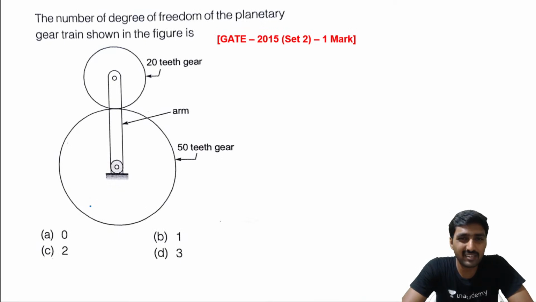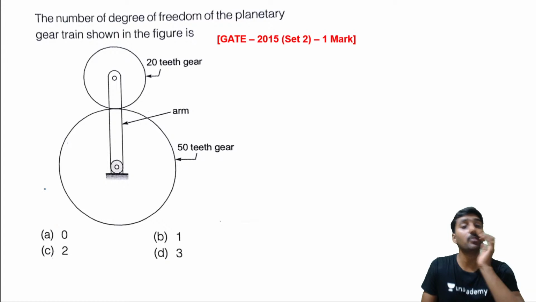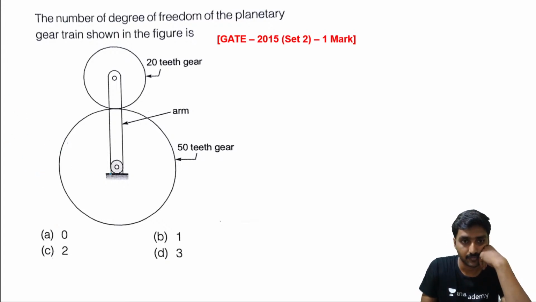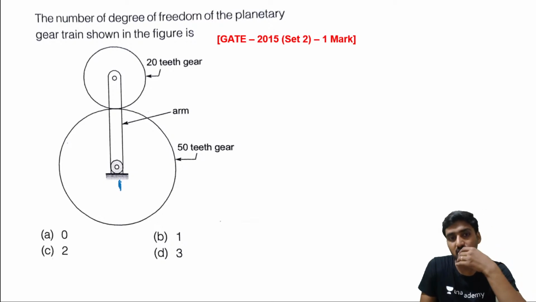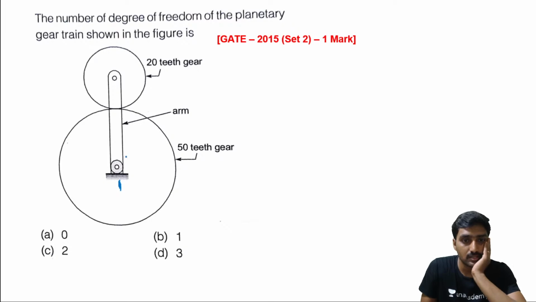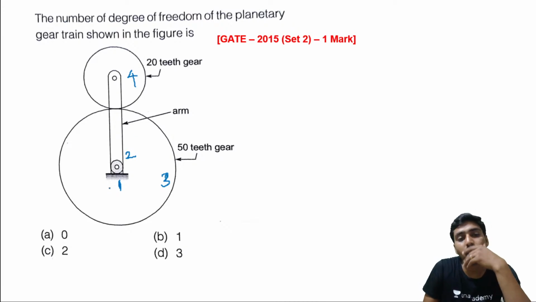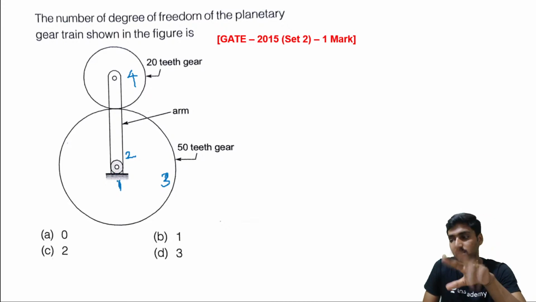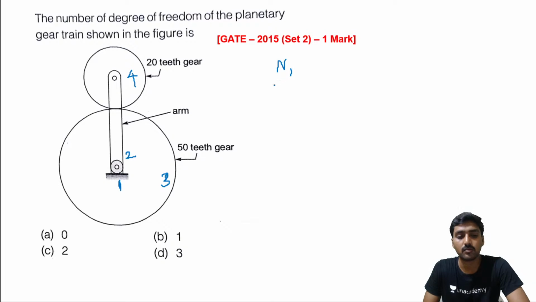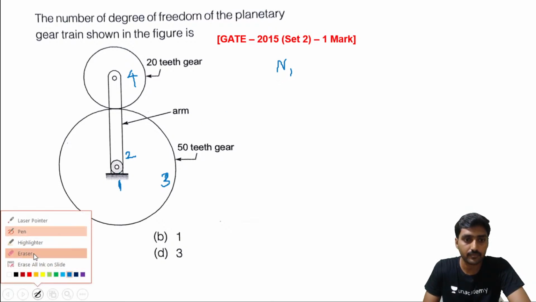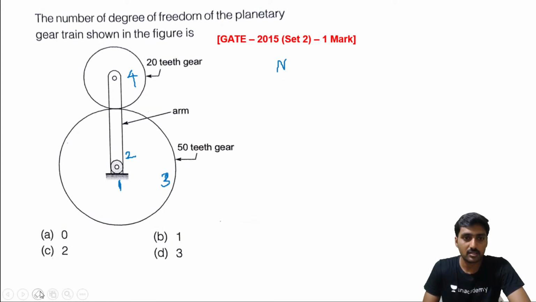Next question. Number of degrees of freedom of the planetary gear train. Now how many links are there? First we need to mark the number of links. First one, fixed one, followed by link 2, this gear 3, this gear 4. Yes or no? Then how many joints are there here? Total number of links minus 1 is equal to the number of revolute joints or rotary joints. Number of links n is equal to 4.